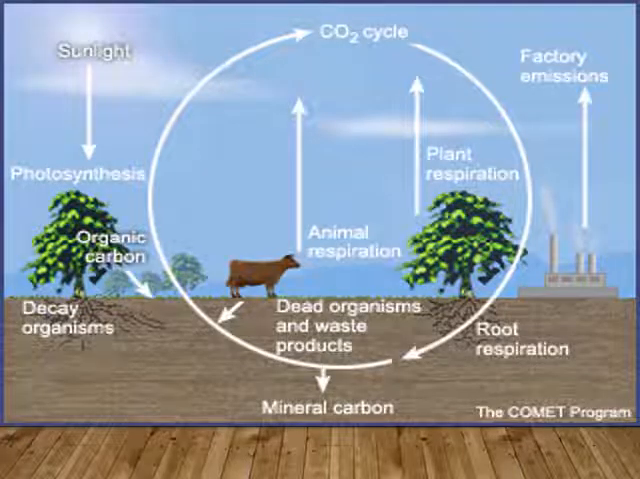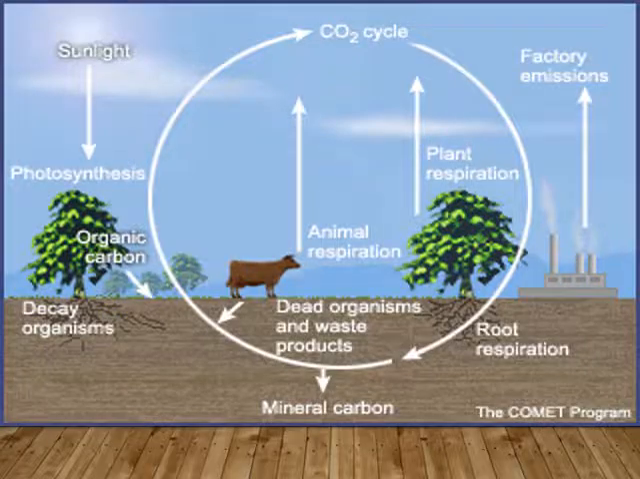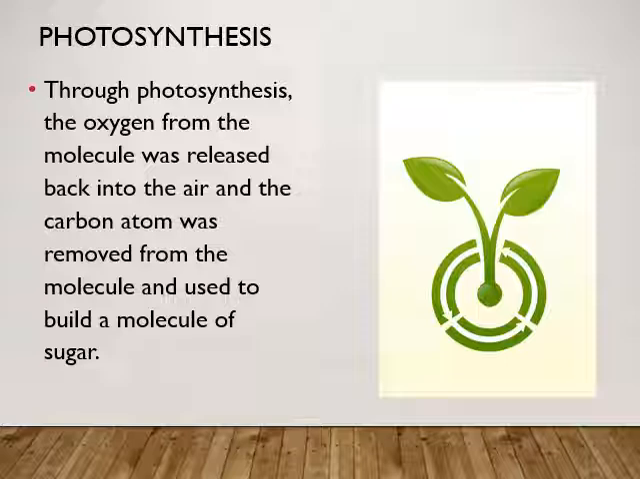If you look at this diagram, you will find different sources of carbon dioxide, like animal respiration, plant respiration, factory emissions, and mineral carbon. Mineral carbon is formed by root respiration, dead organisms, and waste products, also by the activity of decay organisms. Through photosynthesis, the oxygen from the molecule was released back into the air, and the carbon atom was removed from the molecule and used to build a molecule of sugar.